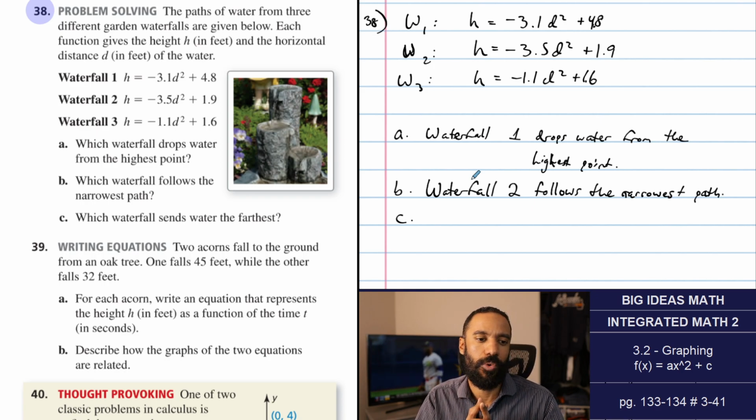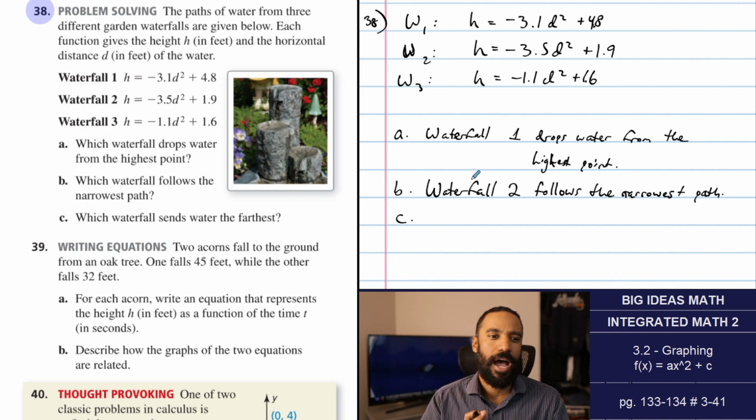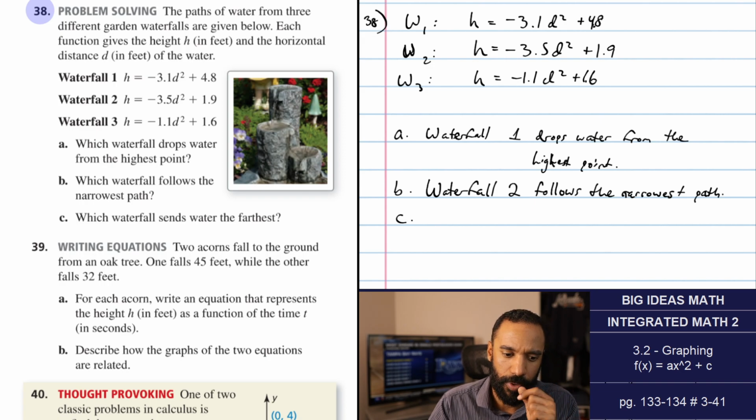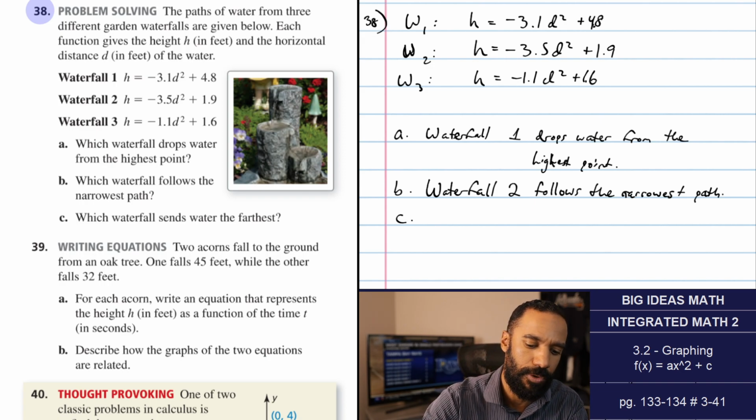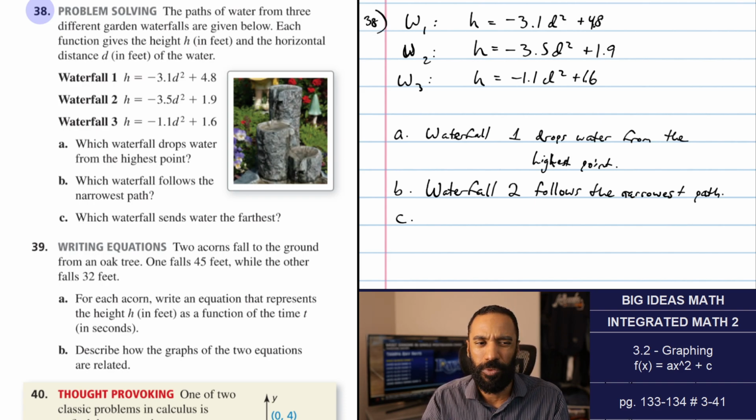Part C, which waterfall sends water the farthest? I just want to make sure I'm not thinking of this inversely. I think that's all right. Which waterfall sends water the farthest? We have to figure out which one gets the largest D value before we hit 0 on these. I don't want to graph these the way I generally would. I almost want to use a graphing calculator and see which one hits the farthest. This is one where I'm really not interested in a table as much as seeing the graphs or comparing them. So give me a moment. Let's go ahead and do that.